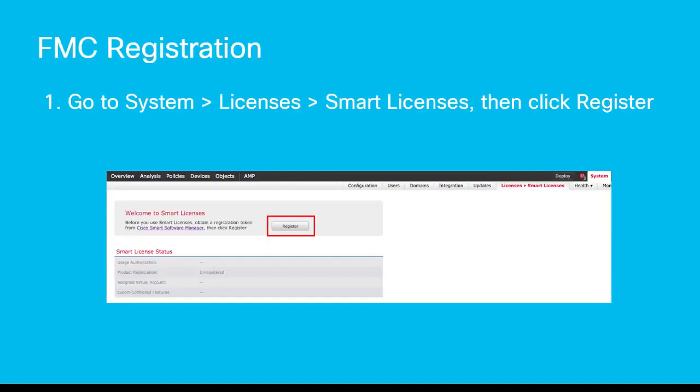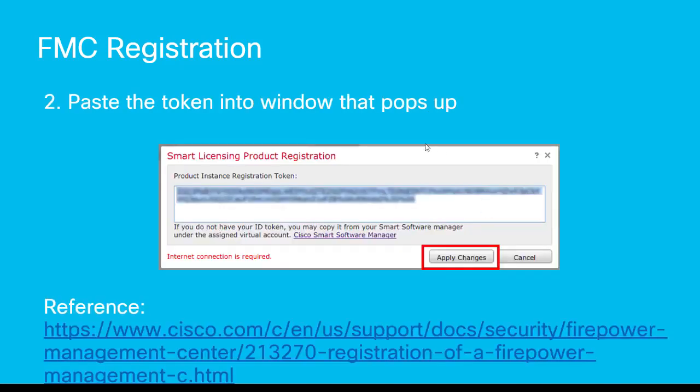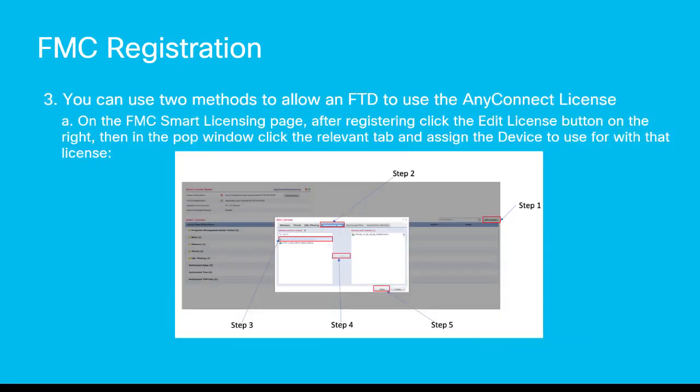Now that we've created a new token with the export functionality and associated the FTD devices with the AnyConnect licenses, we'll move over to the FMC, where we will click on System, Licenses, Smart Licenses, and then click Register. A new window will pop up. Then you will paste in the token that we copied earlier and click Apply Changes.